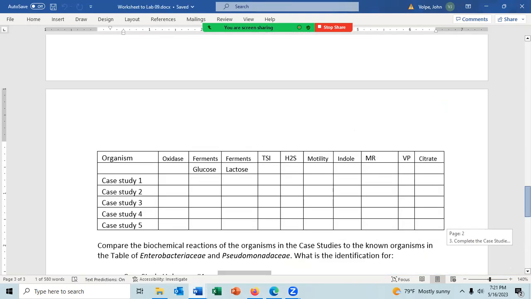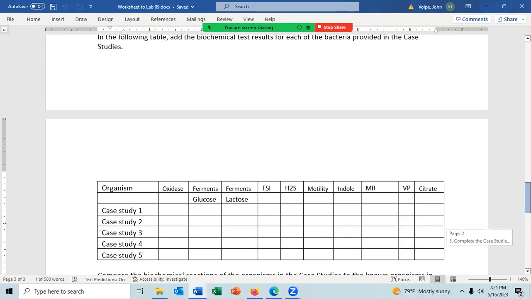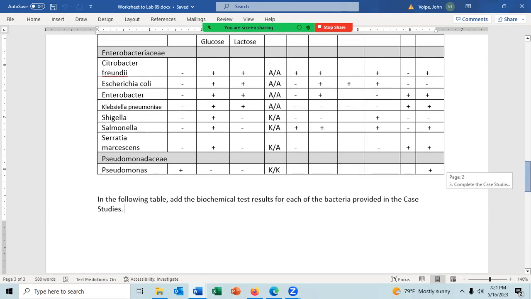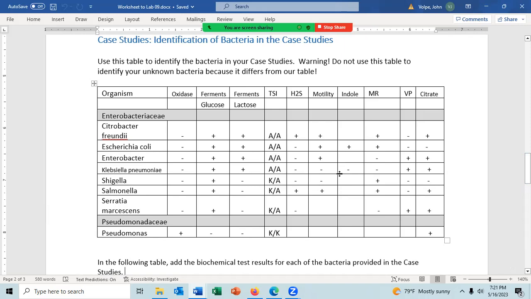And this is the key here. Only use this key for this lab for these case studies. All right, any questions? If not, I will be here to answer questions until 8 o'clock.